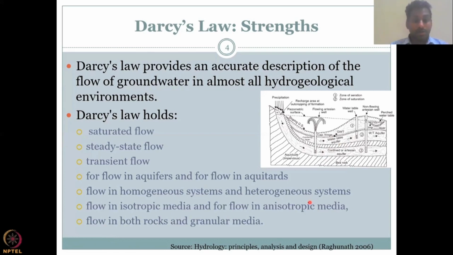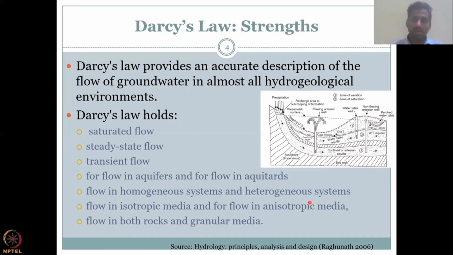Darcy's law holds good in flow in both homogeneous and heterogeneous systems. Homogeneous is where the material is homogeneous, so that the flow conditions are homogeneous across. It also holds good in heterogeneous systems, where you have different types of materials, thereby affecting the groundwater flow rates. And these can be captured by changes in hydraulic conductivity.